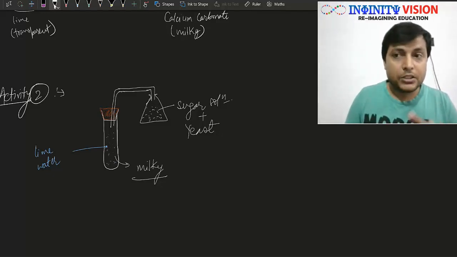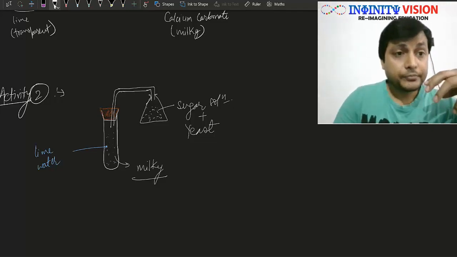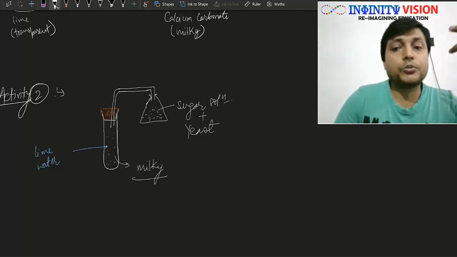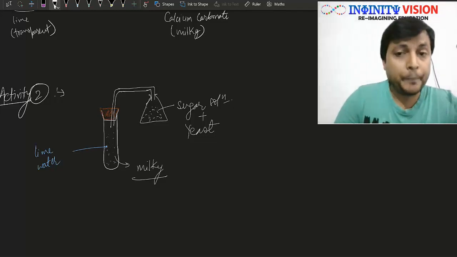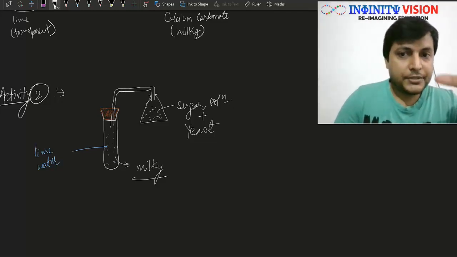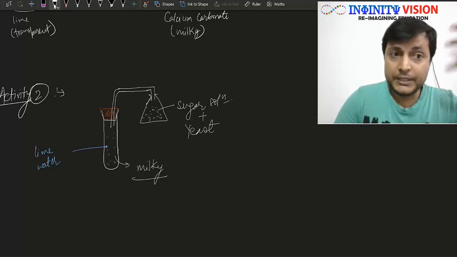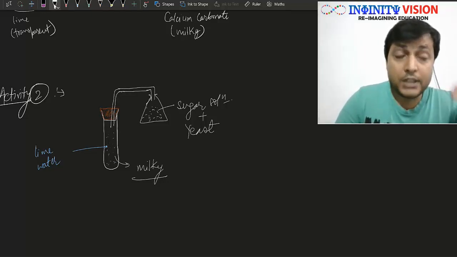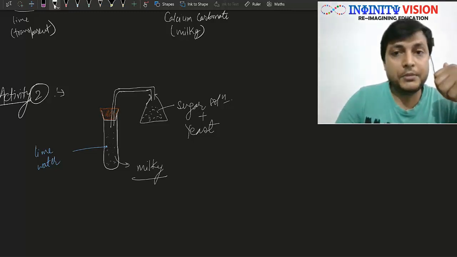So these are the two activities. The first activity shows the production of CO2 during aerobic respiration, and the second activity shows the production of CO2 during alcoholic fermentation. Very well. So we have seen so far that CO2 is produced in aerobic respiration as well as in alcoholic fermentation. In principle, we have also seen that CO2 is not produced during lactic fermentation.